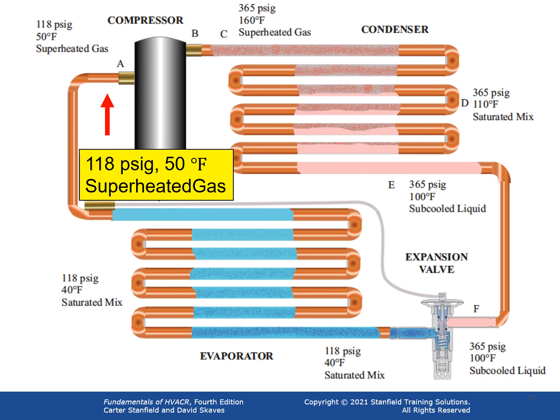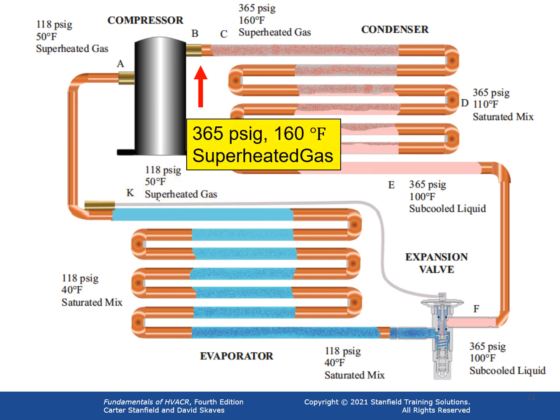In our example, the vapor is 118 psig and 50 degrees Fahrenheit. This makes the gas superheated because its saturation temperature at 118 psig is 40 degrees Fahrenheit, so the actual measured temperature is 10 degrees warmer than the saturation temperature.